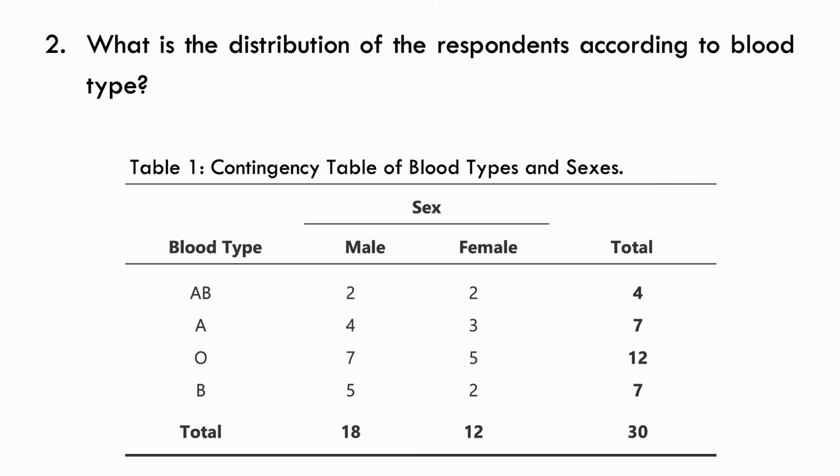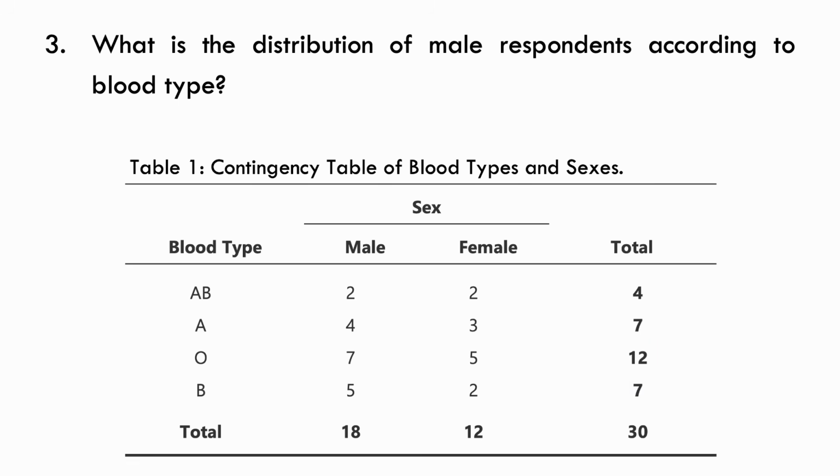respondents. What is the distribution of the respondents according to blood type? This time, the question asks for the distribution according to blood type. Since blood type is in our rows, we will look at the row marginal totals. Therefore, the distribution of the respondents according to blood type is 4 with blood type AB, 7 with blood type A, 12 with blood type O, and 7 with blood type B. Notice that among the 4 blood types, blood type O has the highest frequency with 12 respondents.